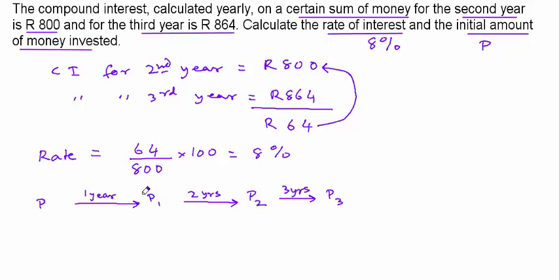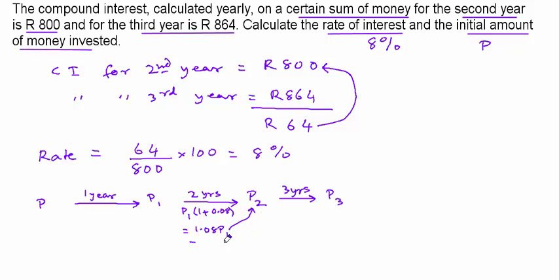Now let's think about the relationship between P1 and P2, given that the rate of interest is 8%. So if you start with P1 and apply a rate of interest of 8%, essentially on the second year you're doing P1 times 1 plus 0.08 to get P2. The amount at the end of the second year is equal to the initial amount times 1 plus the rate of interest. So P2 is equal to 1.08 P1.